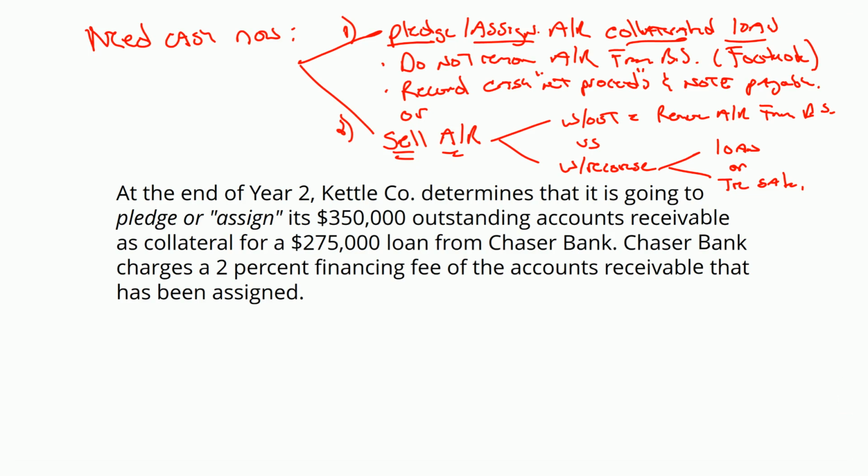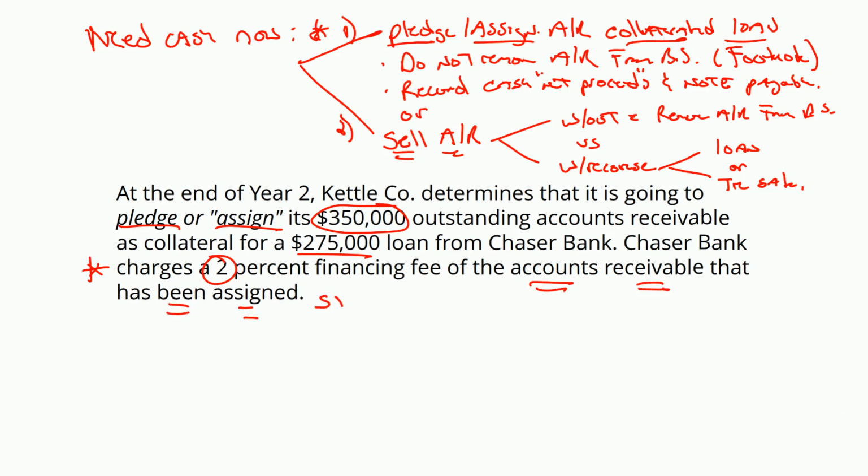I know you're excited. At the end of year 2, Kettle Company determines it's going to pledge or assign. So what does that mean? Do not remove the accounts receivable from the balance sheet. Footnote only. They're taking $350,000 of accounts receivable and pledging it for a loan. The loan amount is $275,000. Now, they record a 2% financing fee. Read carefully: it's not 2% of $275,000. It's 2% of the accounts receivable that have been assigned.